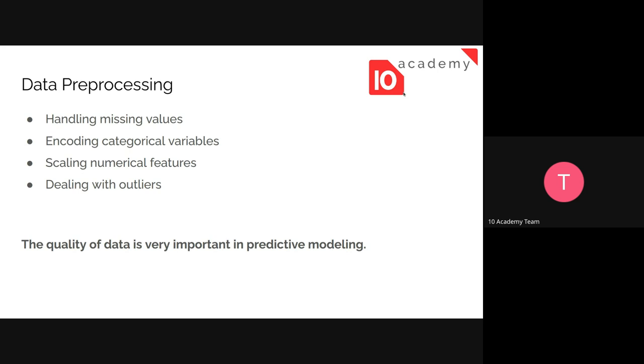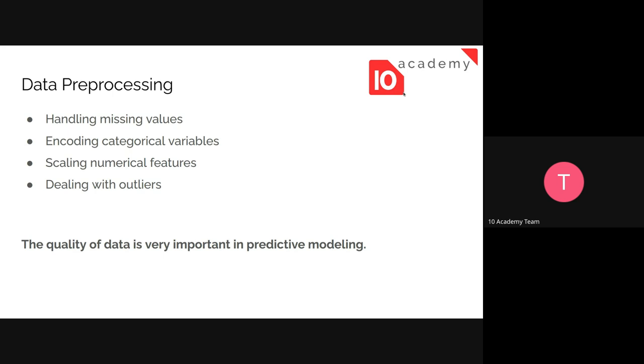And then scaling numerical features. For instance, one feature is measured in ones and another is measured in thousands or 10,000s. When we are trying to create that pattern, the high-value feature dominates the pattern for the machine, and the prediction goes wrong. So we scale or normalize into the range that we need.